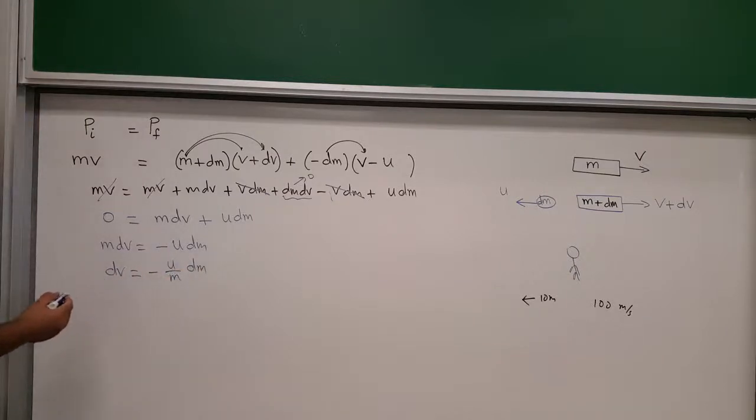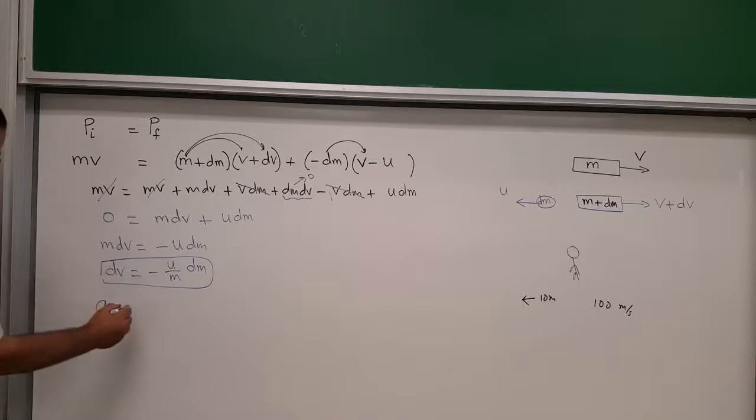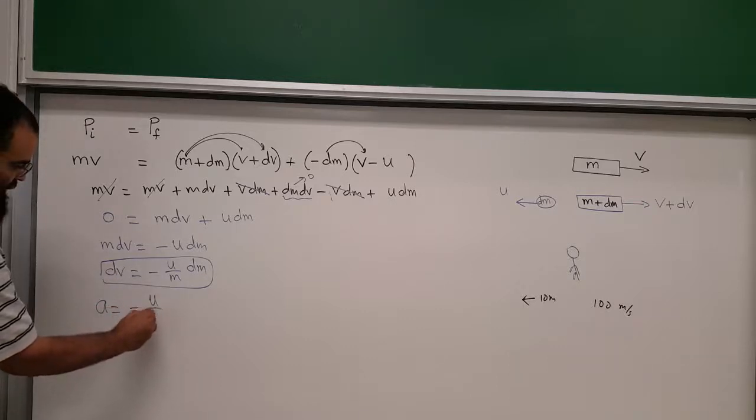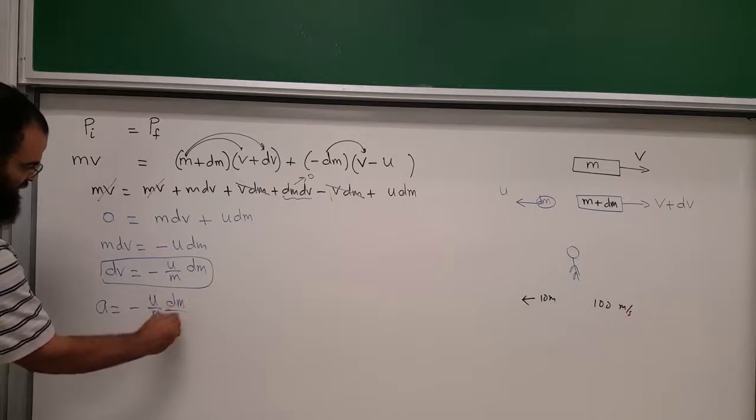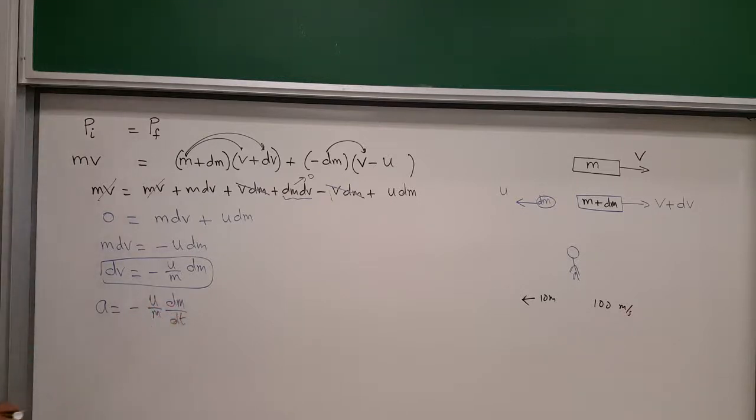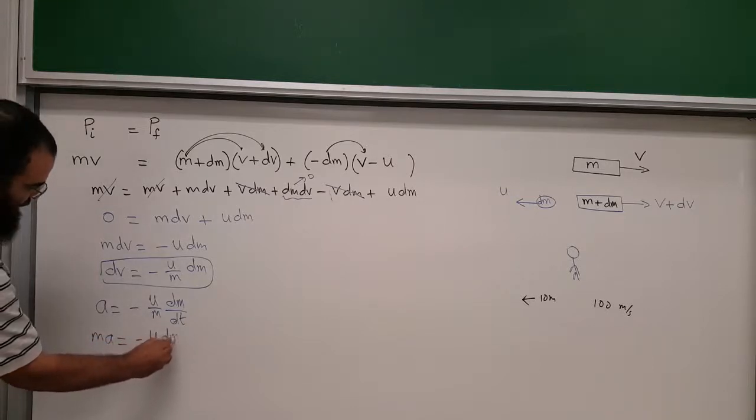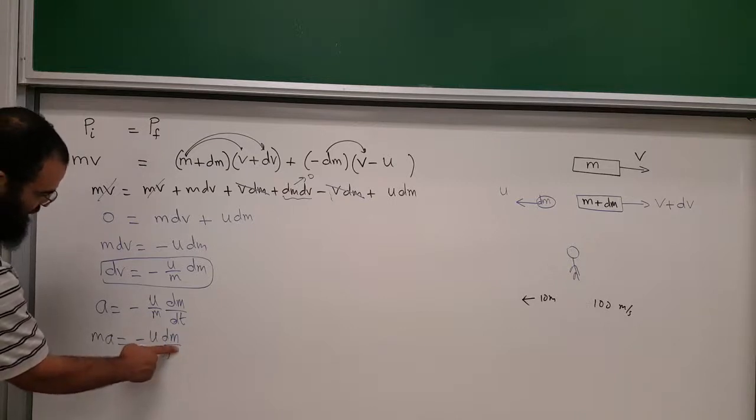dv over dt is the force. So let's see what the force is. I'm sorry, dv over dt is the acceleration. I'm going to come back to this in a moment, but for now, let me just use it. So I'm going to divide both sides by dt. So the acceleration will be negative u over m, and then dm over dt. And actually, let's multiply both sides by m again. So I have ma will be negative u dm over dt.